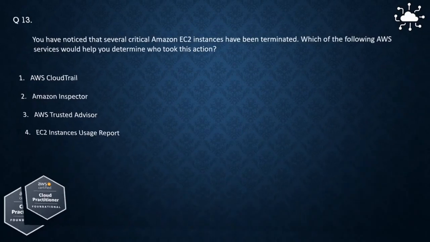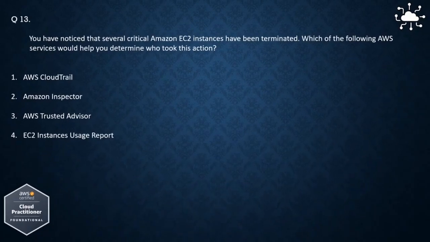Question number 13. You have noticed that several critical Amazon EC2 instances have been terminated. Which of the following AWS services would help you determine who took this action? 1. AWS CloudTrail. 2. Amazon Inspector. 3. AWS Trusted Advisor. 4. EC2 Instances Usage Report. The correct answer is AWS CloudTrail.